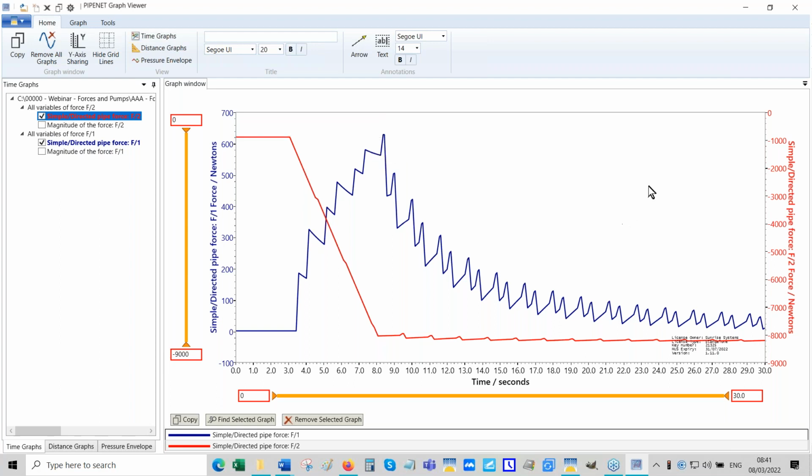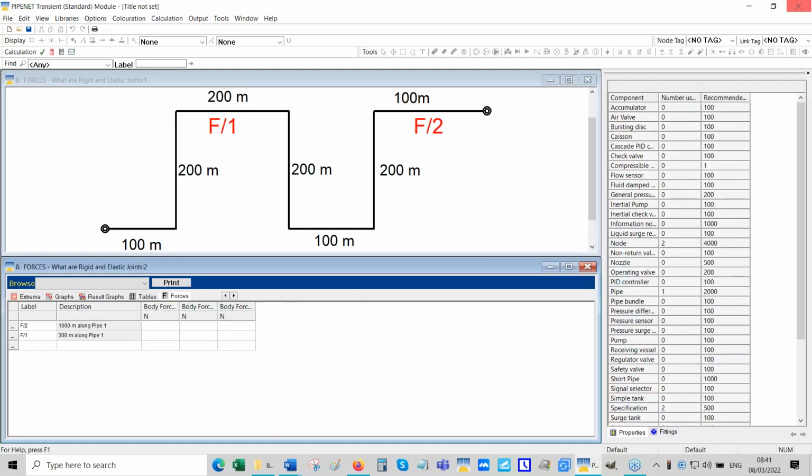So this is in the nature of things. It just means that we have to have an external restraining force which stops the pipe moving. Okay, so that's what that is.